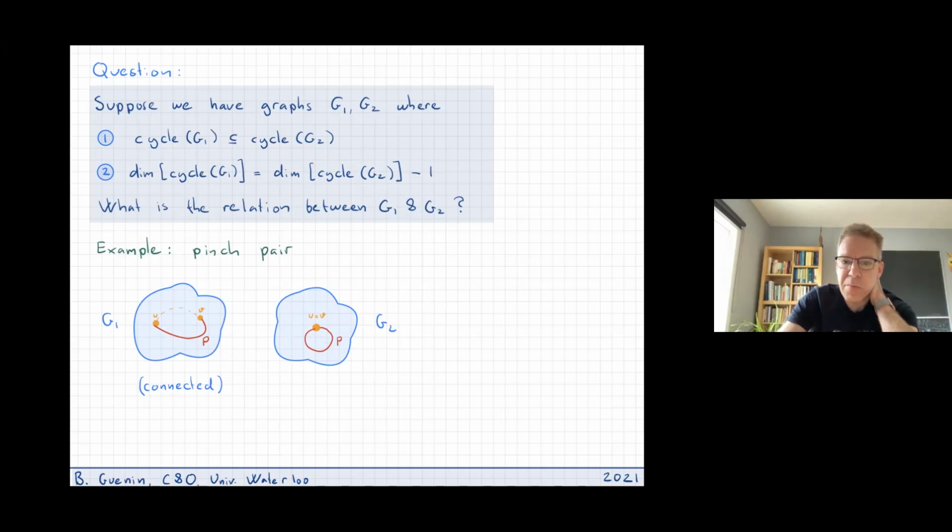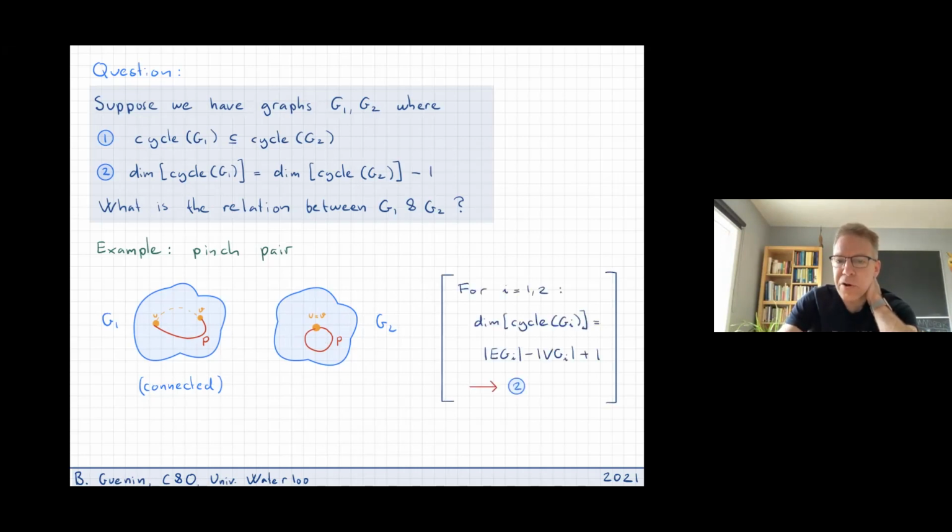And in fact, if you remember the formula for computing the dimension of a cycle space, you'll realize because G2 has one fewer vertex than G1, it satisfies the second condition here. The dimension differs just by exactly 1. So this is a very natural construction. It's probably the first construction you would come up with if you wanted to investigate the class of graphs that has this relationship. But there are things which are more surprising.